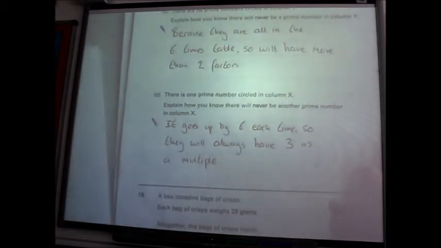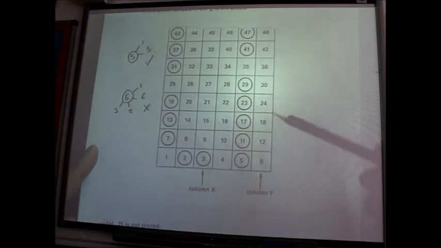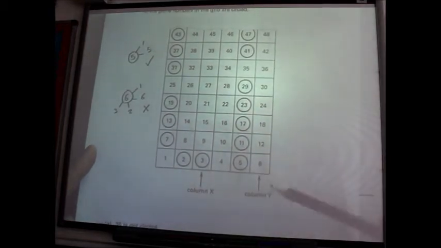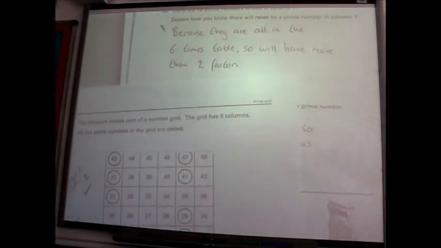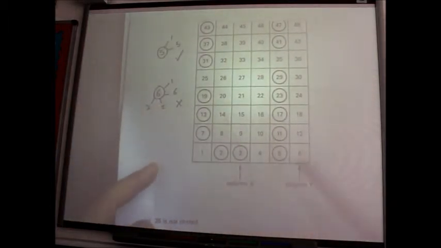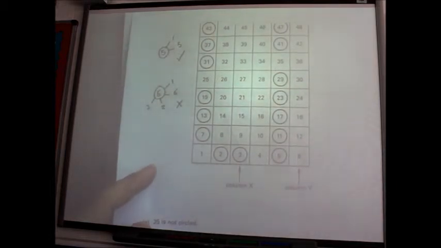Part B on this one. There are no prime numbers circled in column Y. So here's column Y. So it's 6, 12, 18, 24. That column Y looks to me like it is the 6 times table. Can you explain why there'll never be a prime number? Well, because they're all in the 6 times table, so we'll have more than 2 factors, because we just looked at 6 isn't a prime number, so 12 can't be either, neither can 18 or 24.